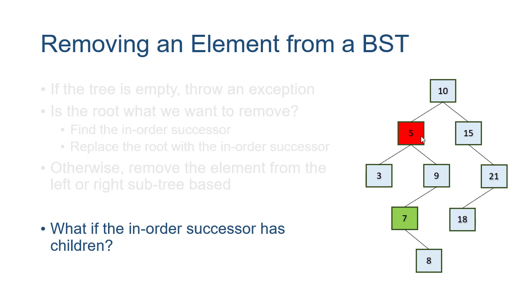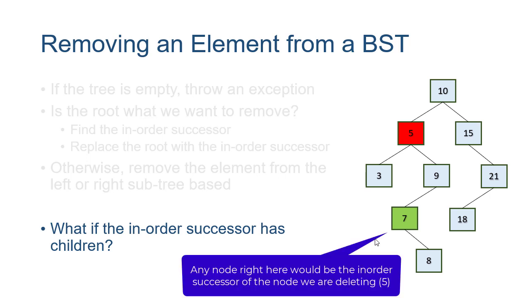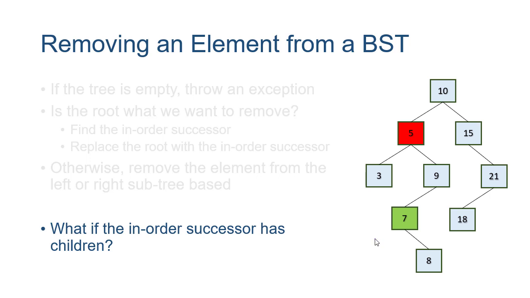So in this tree, we want to delete 5. 7 is the in-order successor, but you can see that it has a right child. Now, the in-order successor would never have a left child, because if it did, that left child would be the in-order successor. So what we're going to do is we're going to rearrange these 3 nodes. So the left child of the node we're deleting, the left child of the parent of the in-order successor, and the right child of the in-order successor.